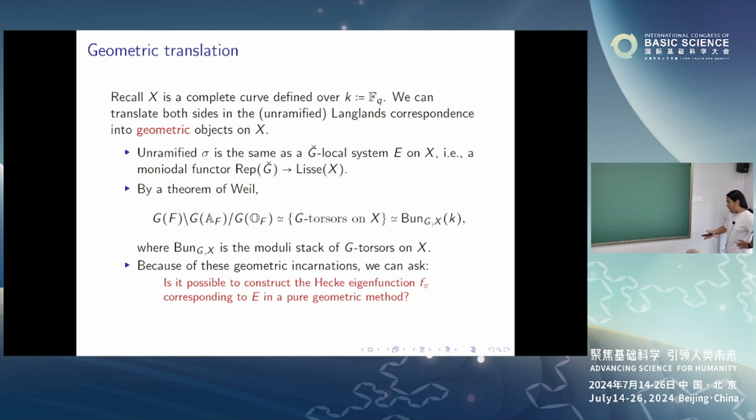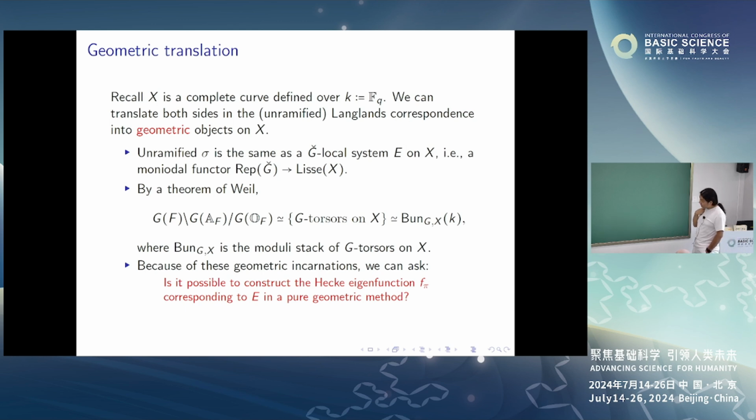An unramified Galois representation, sigma, is the same as a local system on your curve X. And for general group G check, you just put G check before the words local system. It's a G check local system. One way to define it is using Tannakian formalism. It means for any representation of G check, you would get a local system of the same rank with this representation, and they should satisfy some conditions. More precisely, you should have a monoidal functor from Rep G check to the category of local systems on X. So this is the meaning of G check local system, and knowing a sigma is equivalent to knowing such a local system.